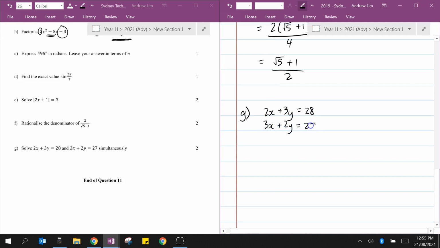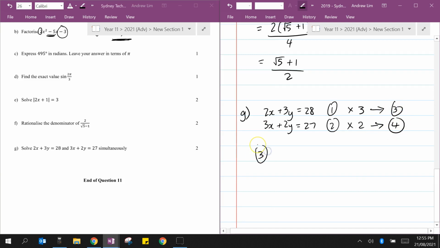Okay, so here's my statement 1, here's statement 2. I'm going to multiply statement 1 by 3 to get the coefficient of x to be 6, and I'll multiply statement 2 by 2 to get the coefficient of x to also be 6. So that's going to give me statement 3, and this will give me statement 4.